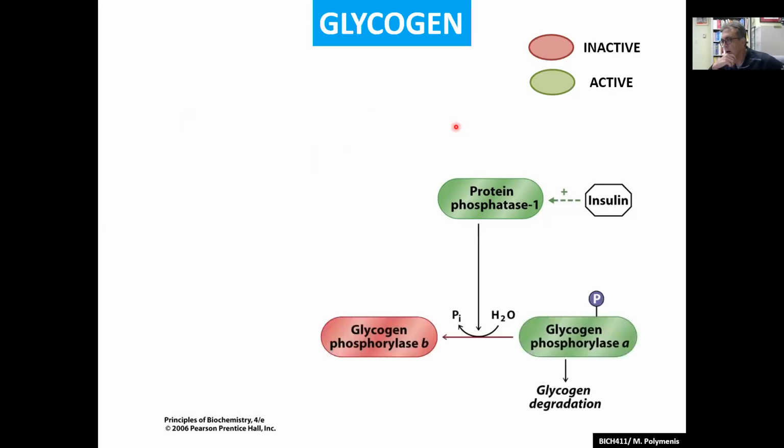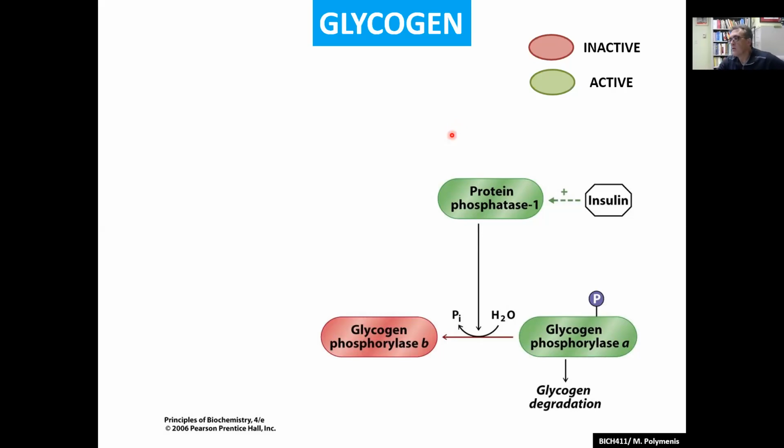All right, so I also told you when we start talking about this that insulin is not satisfied by just triggering glycogen synthesis. It wants to also inhibit glycogen degradation. It really wants the cell to just put all the glucose it got, just put it away in storage. Okay? So how does it do that?